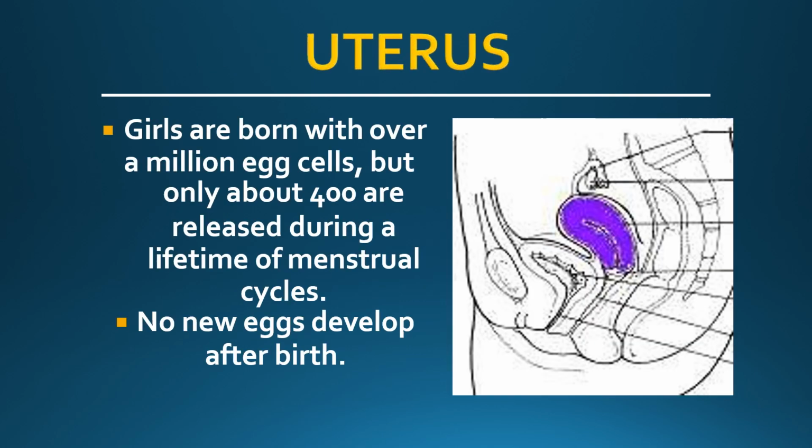The next internal genital organ is the uterus. Girls are born with over a million egg cells, but only about 400 are released during a lifetime of menstrual cycles. No new eggs develop after birth. So this is the picture of the uterus.